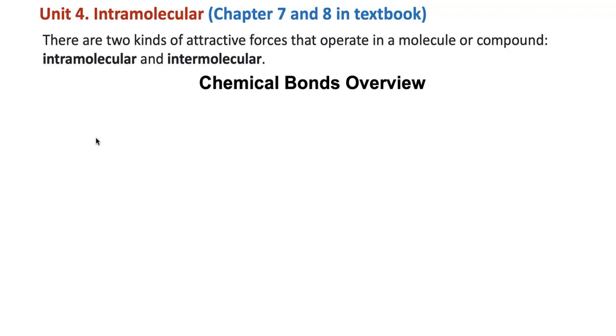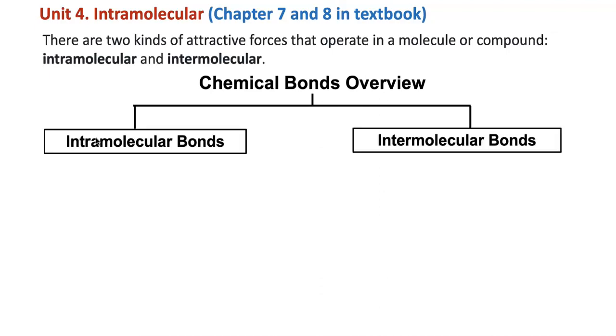So let's look at the overview of intramolecular bonds. This is found in chapter 7 and 8 in your textbook. There are 2 kinds of attractive forces that operate in a molecule or a compound. They are intramolecular and intermolecular forces. Intra means inside, inter means between.